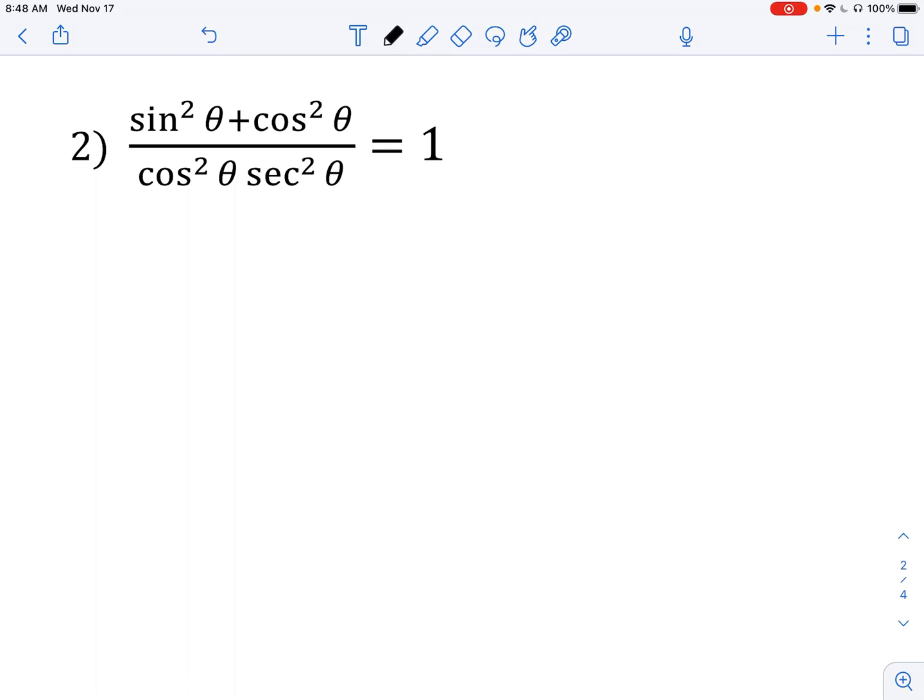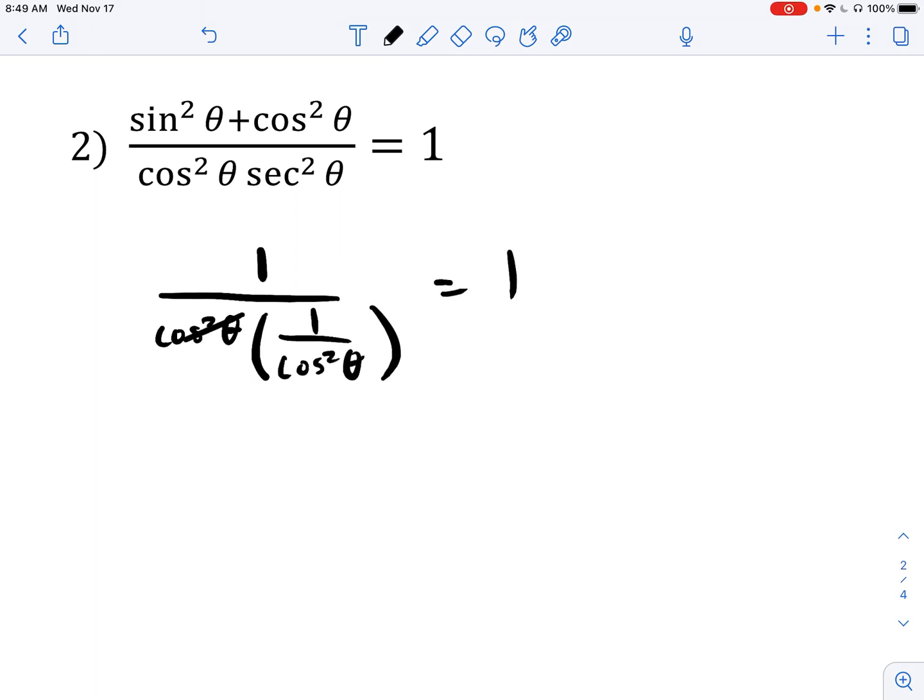We'll notice here that sine squared theta plus cosine squared theta is equal to 1. Secant squared theta can be rewritten as 1 over cosine squared theta. And this can divide out. Now we got 1 over 1 is equal to 1. And last time I checked, 1 divided by 1 is the same thing as 1. So that's a pretty short one.